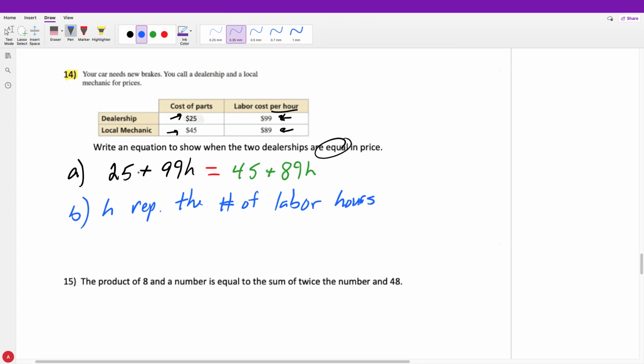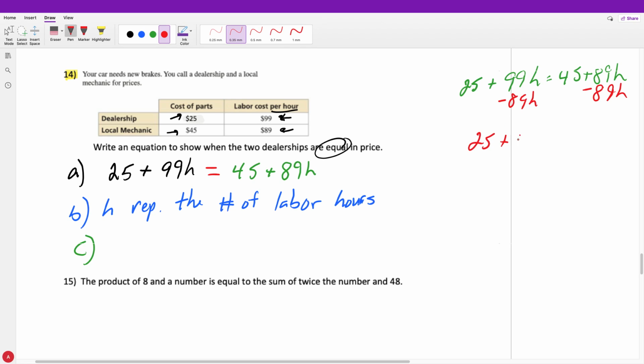In this case, it would be labor hours. And then if you're going to go ahead and solve for this, we will then have 25 plus 99H is equal to 45 plus 89H. We can then go ahead and subtract the 89H from both sides. And now we got 25 plus 10H is equal to 45. And then we can go ahead and subtract 25 from both sides. So we get 10H is equal to 20.